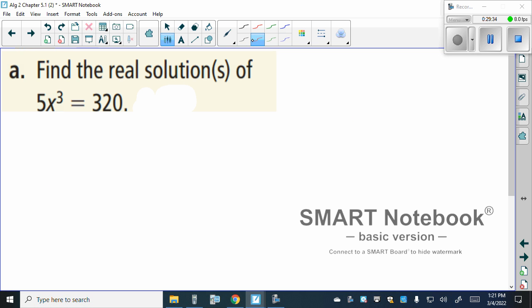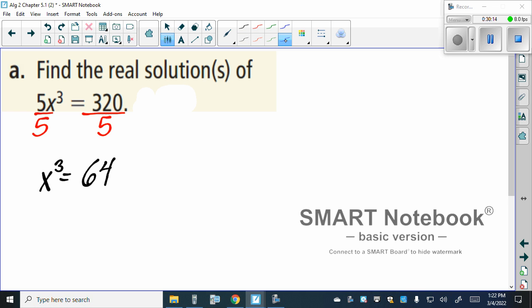Okay. We'll look at one more of each and then we're actually done for today. Now looking at this problem here, 5x to the third equals 320. What is the first thing we can do to solve this equation? We can divide both sides by 5. 5x cubed divided by 5 will leave us with x to the third is equal to 320 divided by 5 is 64.